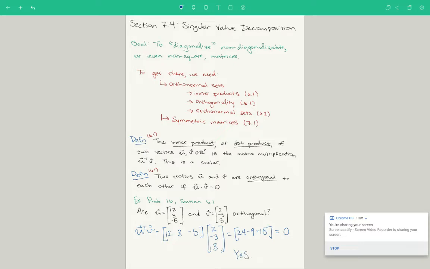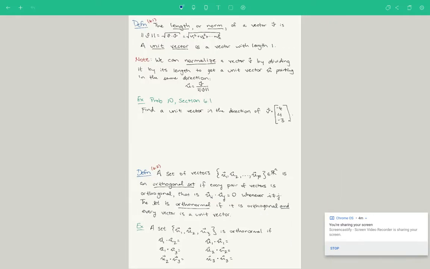So as you see, a dot product is just what we've been doing all along. It's a simpler version, if you will, of matrix multiplication. Okay, so we know how to take the dot product of two vectors, and now we know what it means to be orthogonal. That means the two vectors are perpendicular, their dot product is 0.